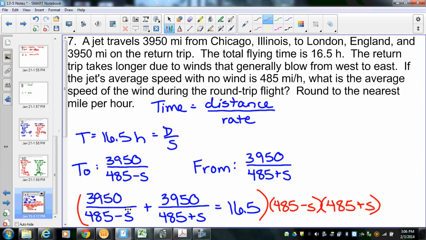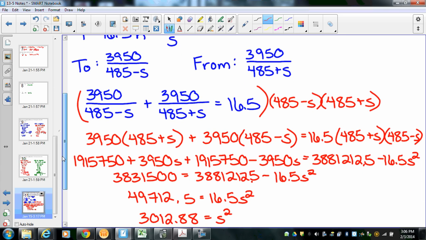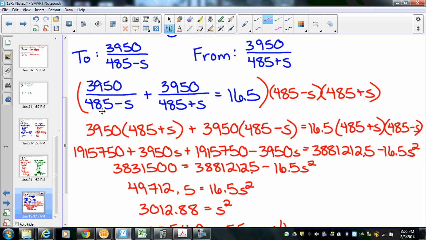So this blue piece right here is my rational equation that I have to solve. So my LCD becomes 485 minus s and 485 plus s. So I'll put those out here. When I multiply through by both of those, my first fraction, or rational expression, ends up being multiplied by 485 plus s. My second one gets multiplied by 485 minus s, and then 16.5 gets multiplied by both of them.